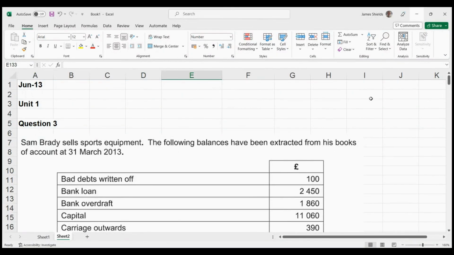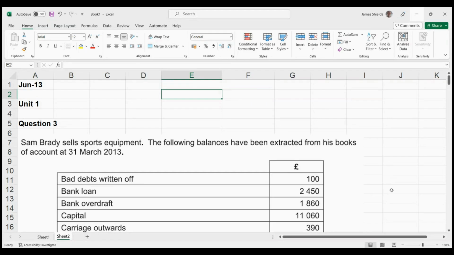Hello, welcome to this question from AQA A-Level Accounting, a June 2013 paper, Unit 1, question 3. This question is all about preparing an income statement and a statement of financial position for a sole trader. So let's go through the information in the question. Sam Brady sells sports equipment, and the following balances have been extracted from his books of account at the 31st of March 2013.